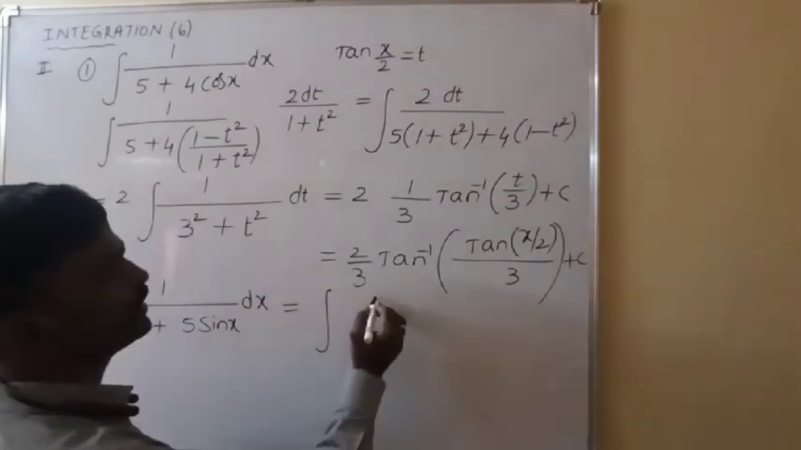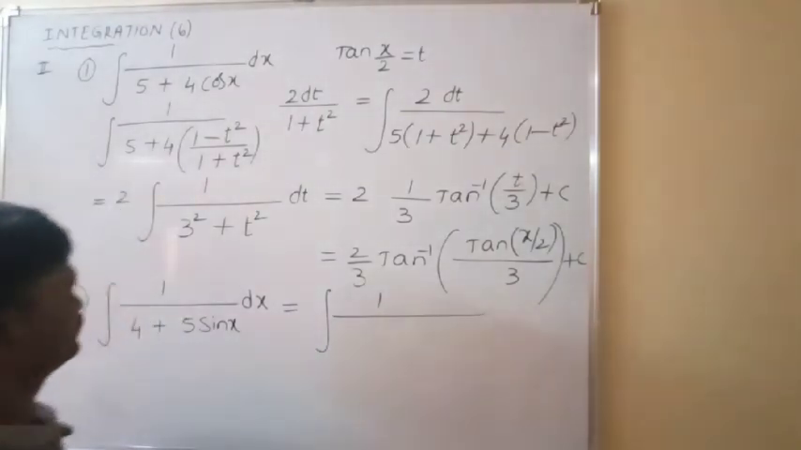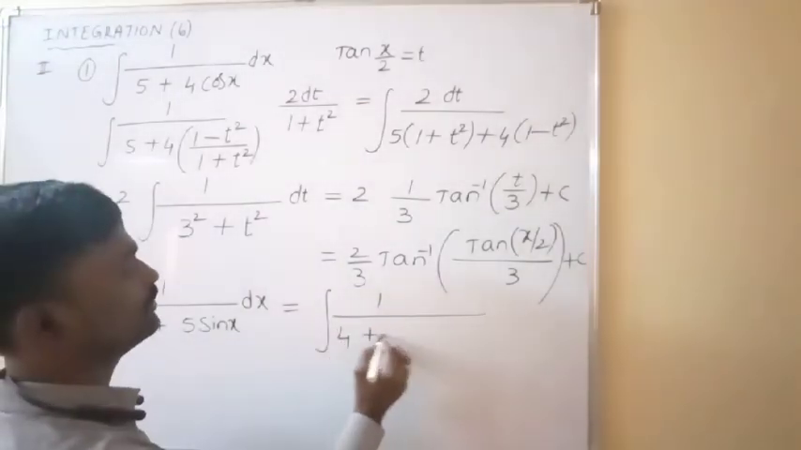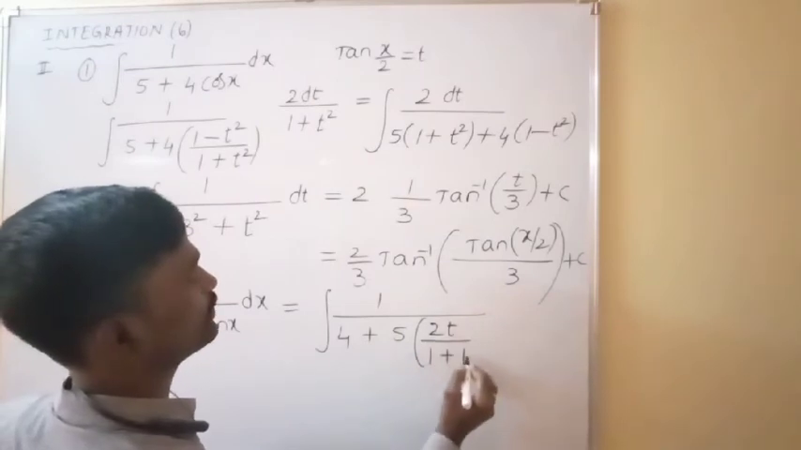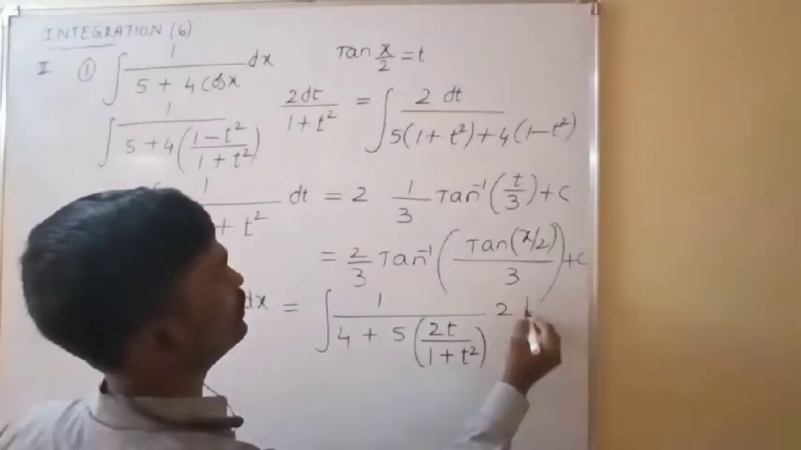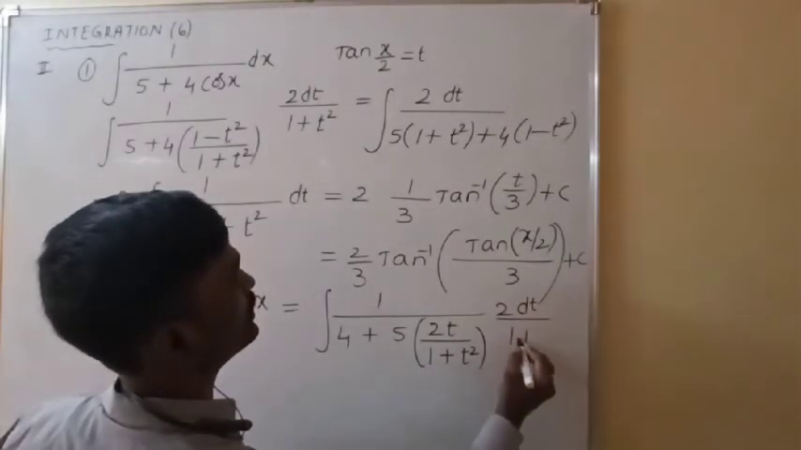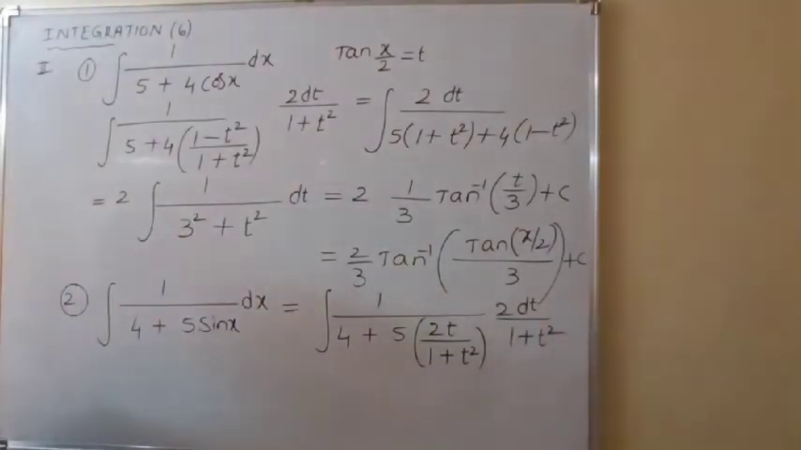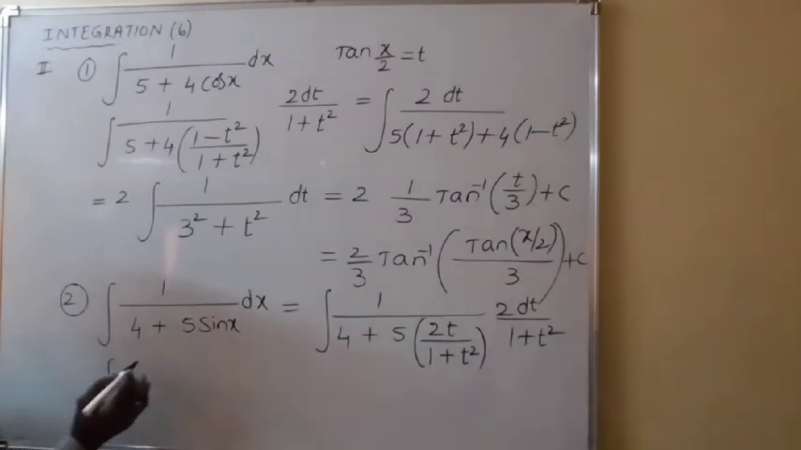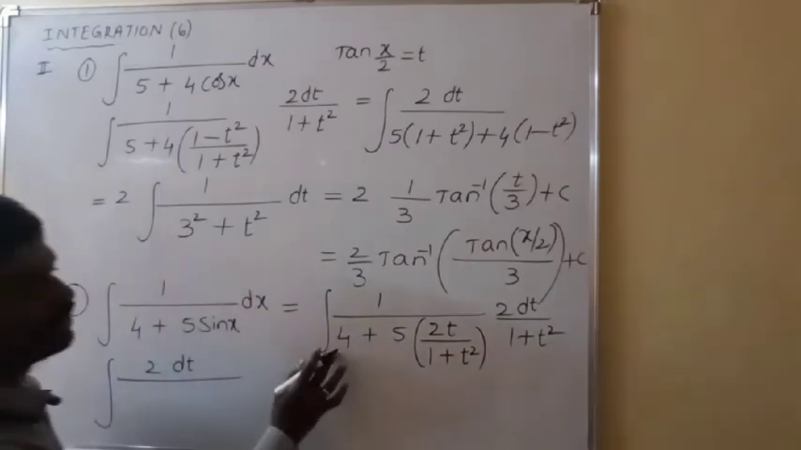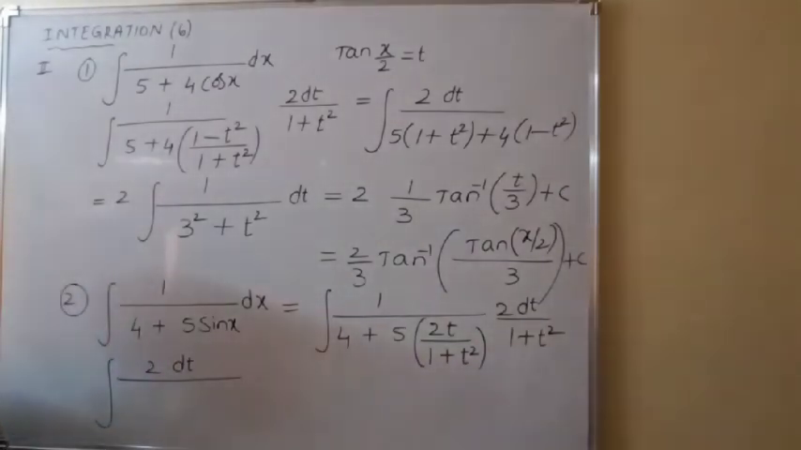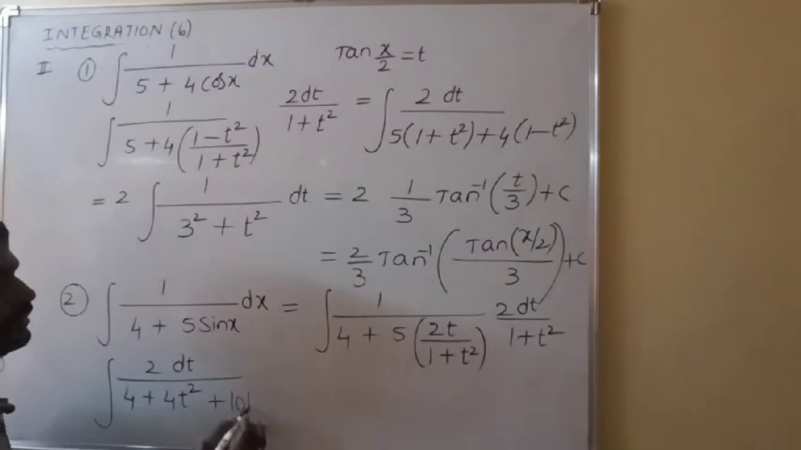Then what will you get here? Numerator 1 upon 4 plus 5 into sin x. What is the sin x value? 2t by 1 plus t square, and the dx value is 2 dt by 1 plus t square. So after taking the 1 plus t square LCM and simplifying, what is left in the numerator? 2 into dt. And in the denominator what will you get? 4 into 1 plus t square, which is 4 plus 4t square, plus 5 into 2t, which is 10 into t.